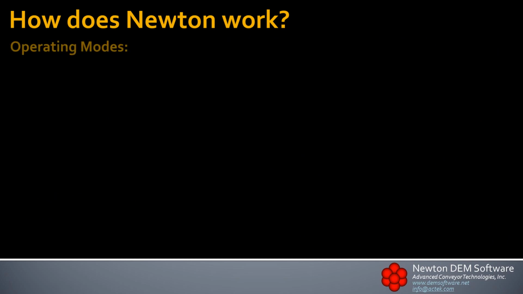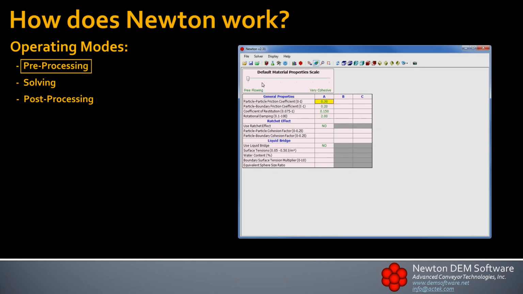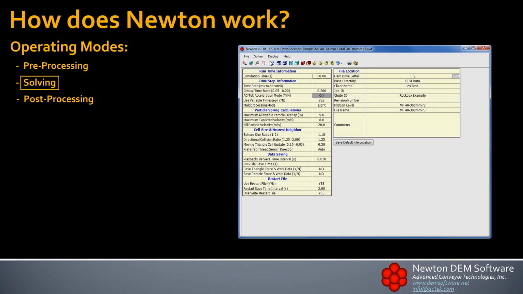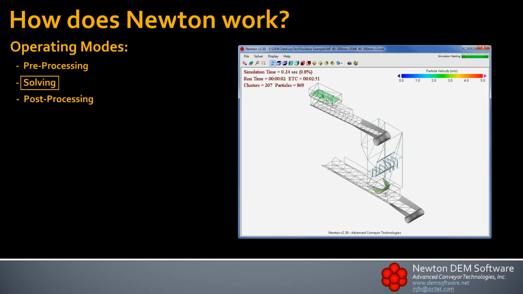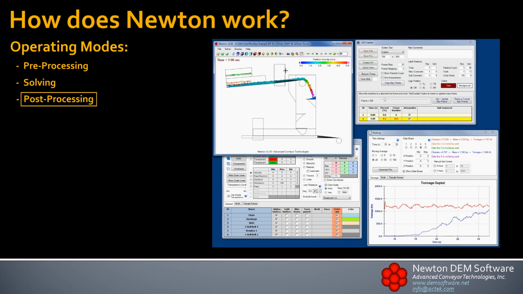Newton has three operating modes: pre-processing, solving, and post-processing. In pre-processing, the input files for the simulation are created. Solving mode is where Newton runs the simulation and creates the output data files. In post-processing, the output files are utilized to review the simulation, plot wear and force data, create single-frame playback files, and generate animations.